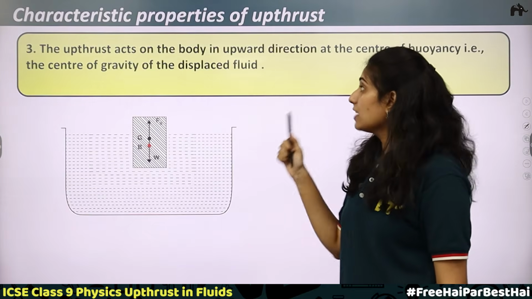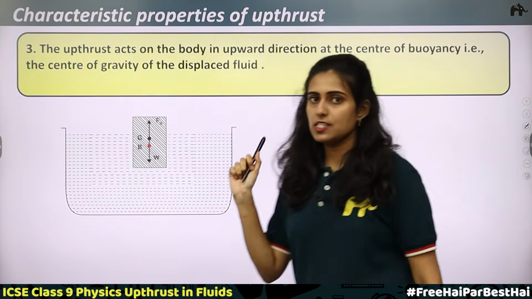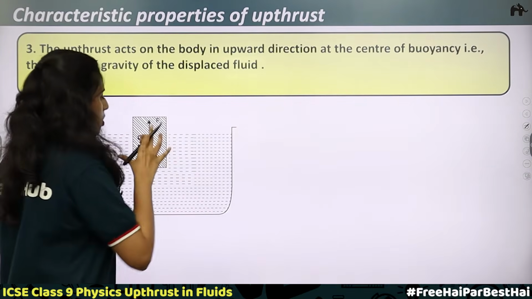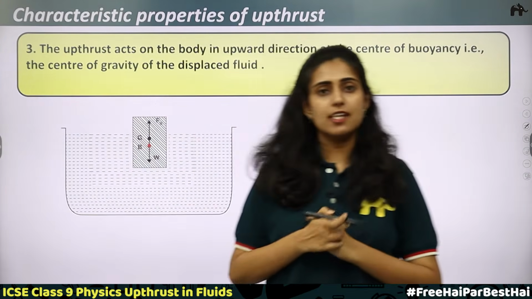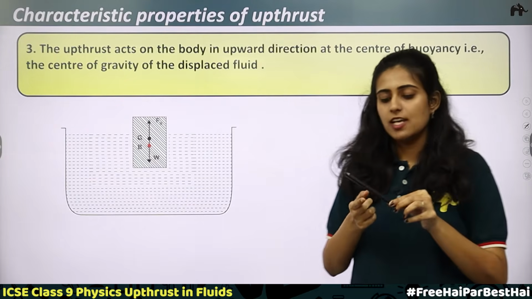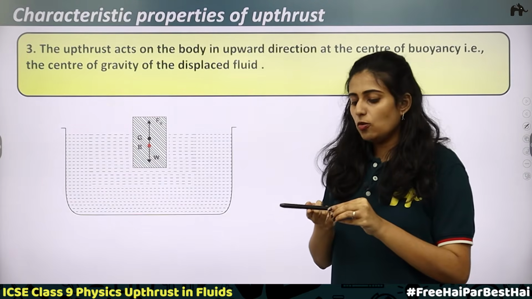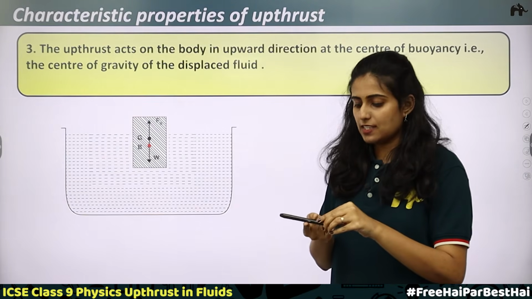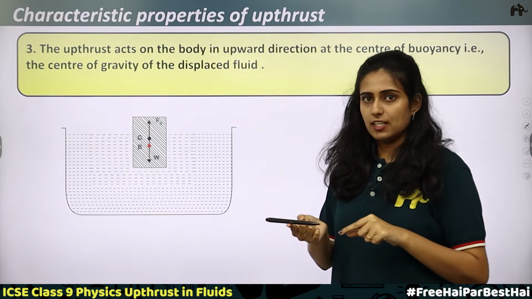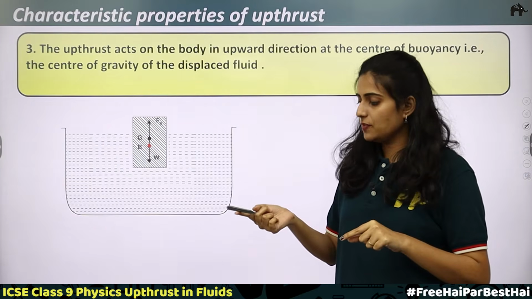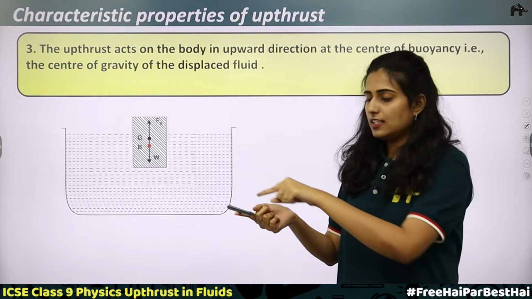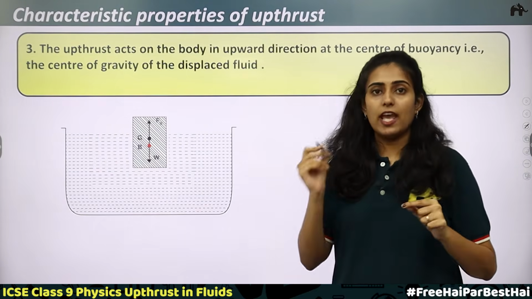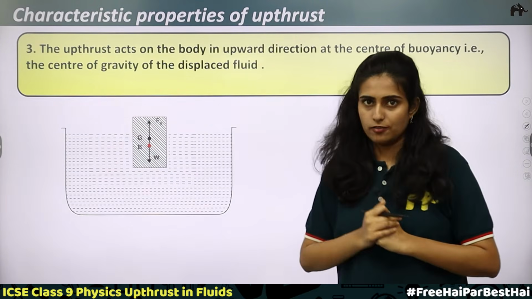Next characteristic property: the upthrust acts on the body in the upward direction at the center of buoyancy, that is the center of gravity of the displaced fluid. When you take the case of a body, all objects will have a center of gravity. What is center of gravity? Here I have a pen in my hands. Only at one point when I place the finger will I be able to balance it. When I place the finger here and the pen is held at this point, you can see that it is balanced. This point is the center of gravity of the pen. For every object there is a center of gravity.